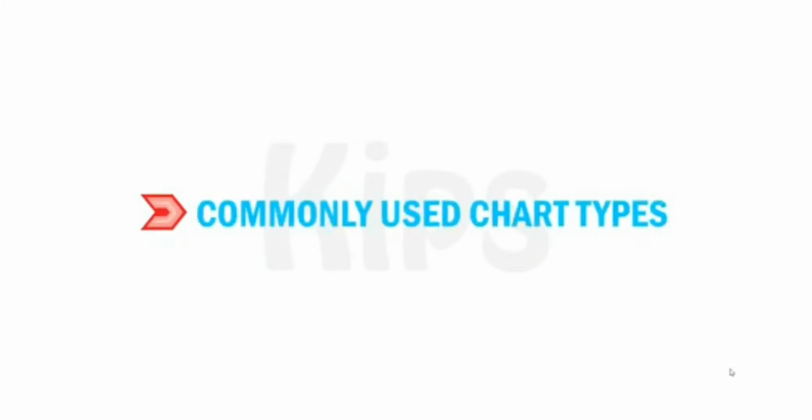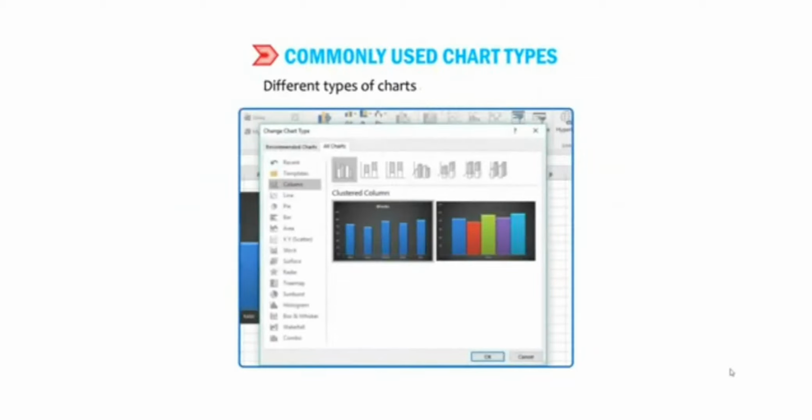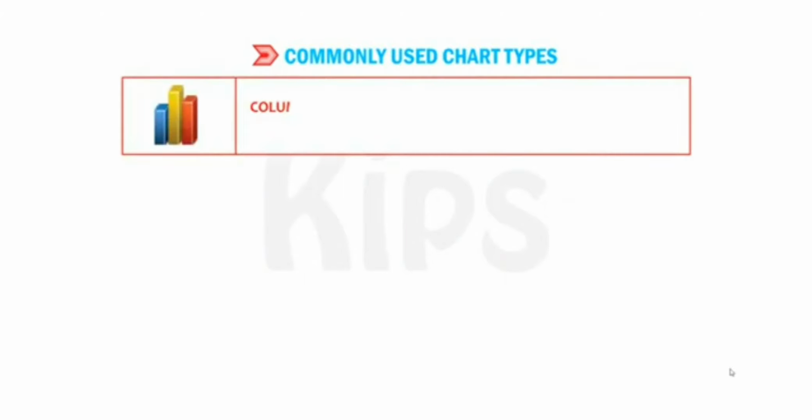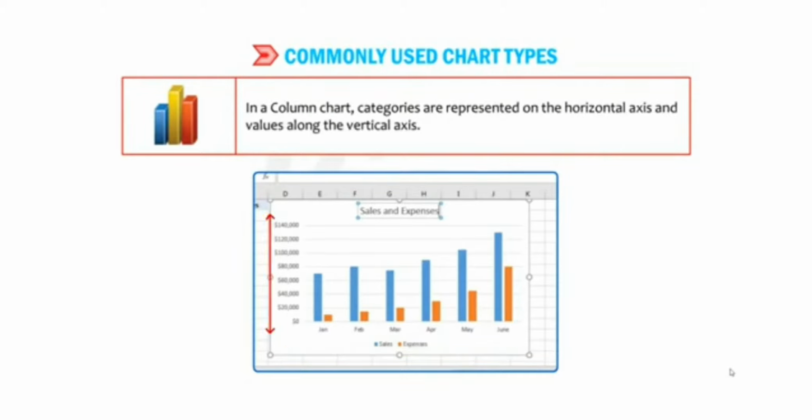Now let us discuss on commonly used chart types. Different types of charts are available in Excel. Some of the most commonly used charts are: a column chart is a commonly used chart type to display data in the form of vertical bars. It is used to show changes in data over a period of time or comparisons among different data items. In a column chart, categories are represented on the horizontal axis and values along the vertical axis.